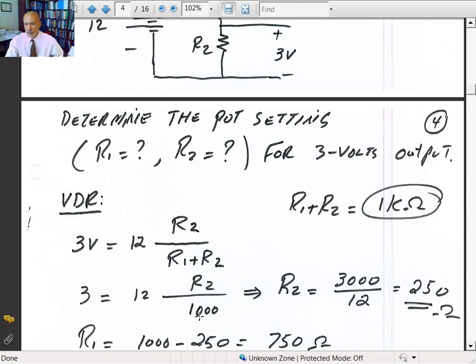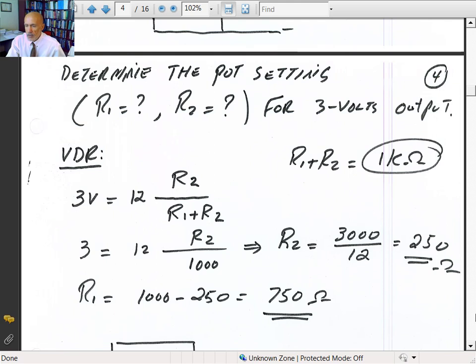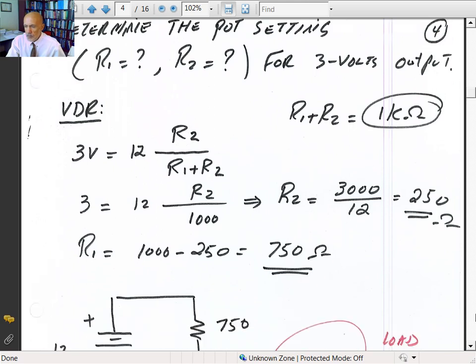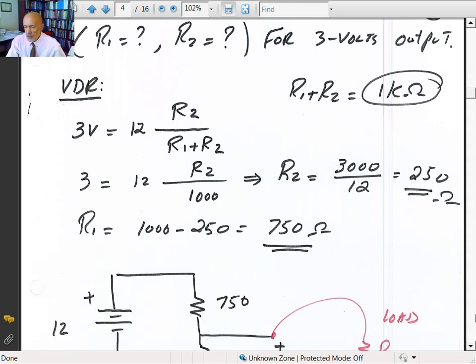That would be 1,000 times 3 is 3,000 divided by 12 is equal to R2. That's 250 ohms. And if R2 is 250, then R1 has to be 1,000 minus 250, which is 750. So you can easily use the voltage divider rule to determine the pot setting to give you the output voltage, in this case 3 volts.